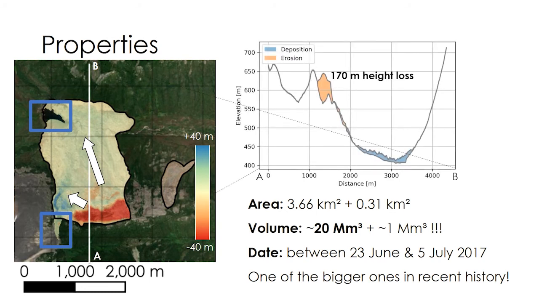And here we see the cross-section from south to north, where we see in orange the loss of elevation, and in blue the increase in elevation, where we see nicely the erosion part here on the top. And in the valley, we see the deposition of the debris. Let's go to the causes and effects.